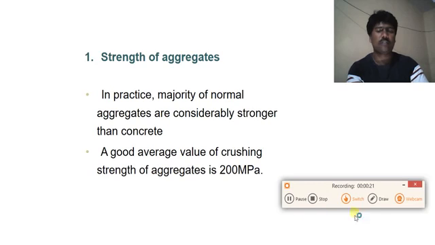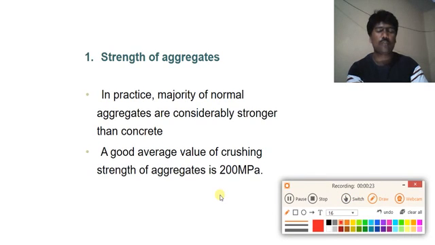The strength of aggregate. Before using any aggregate in concrete or in any other application, the first and foremost criterion that you need to check is the strength of the aggregate. In practice, the majority of the normal aggregates are considerably stronger. This is a normal statement saying that the majority of the aggregates are stronger compared to the concrete.